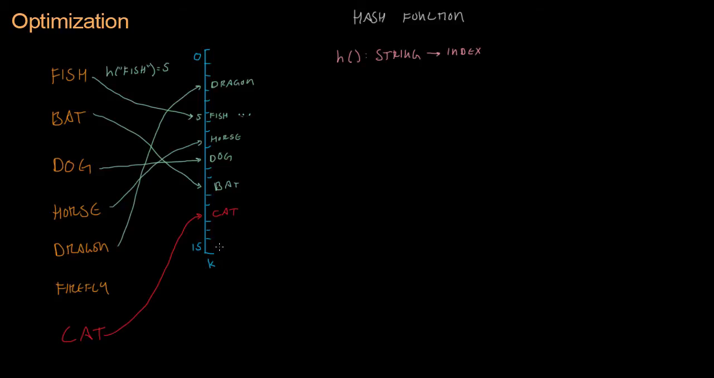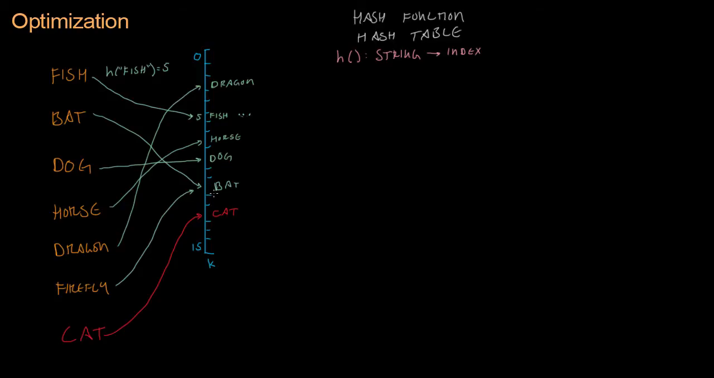But there's a serious drawback with a hash table, which is what this is called. This is now called a hash table. And the drawback is that what if our random function says that firefly and bat should go into the same index? That would be a problem.